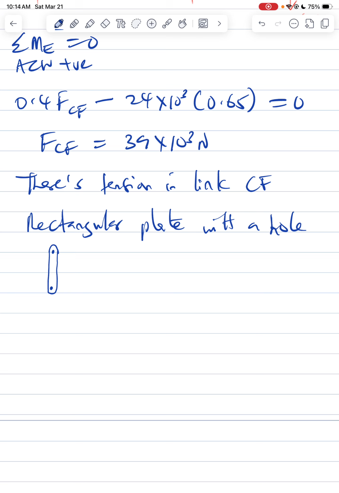So we have to find the area of this link. Now, the area of this link is given by b minus d times t, where t is the thickness.